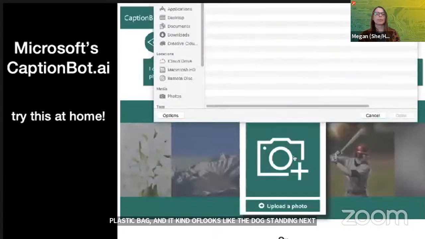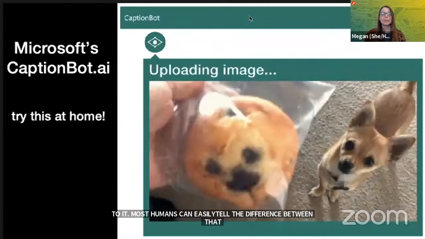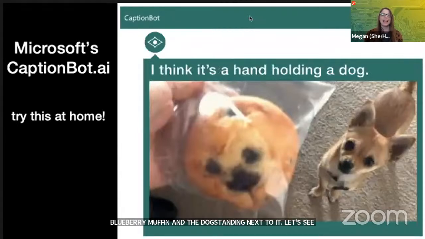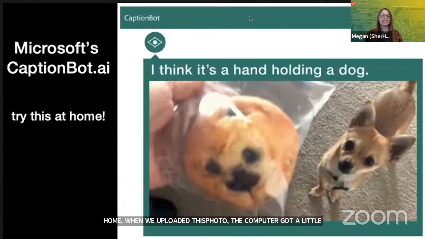Now, Microsoft has a program called CaptionBot, and you can try this at home with your own photos. So when we uploaded this photo of the dog and the muffin to CaptionBot, the computer got a little confused. It replies, I think it's a hand holding a dog. But we know that the hand is actually holding the muffin, not the dog. And recognizing images is something that actually seems really easy to us, but getting a computer to do it is not so easy. Well, why?